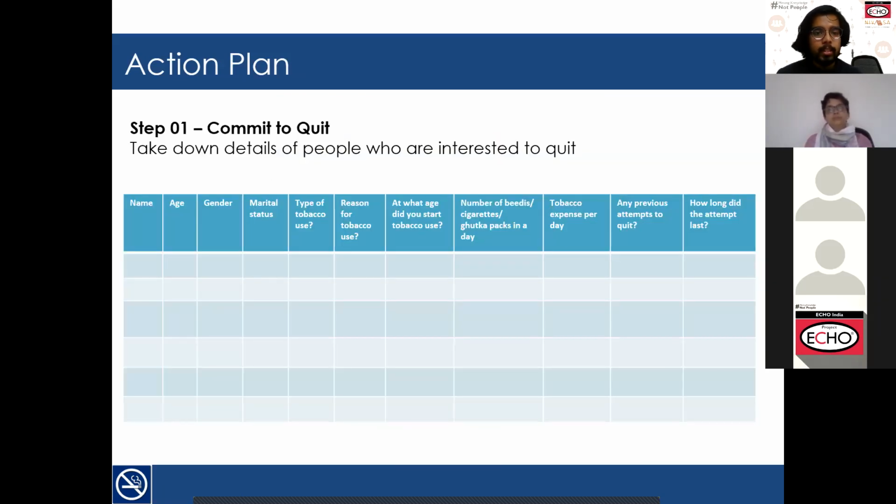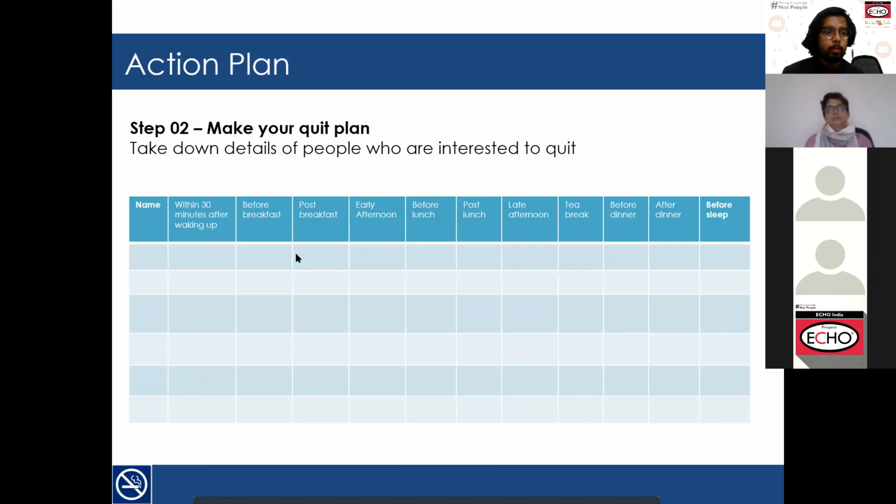So this is a chart where we've also shared an Excel sheet in the same folder. This is an Excel sheet that you can print out, and it'll be like a database for you to collect information on the laborers who want to quit, in order to keep track and to assist in the de-addiction plan.